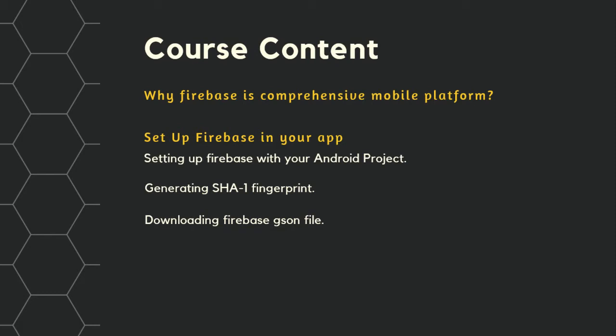Then the next topic is setting up Firebase in your application. Here you will get to know how to connect Firebase to an Android project. We need to generate one SHA fingerprint, and using that fingerprint we'll create one JSON file which is used for a connection between Firebase and the Android project.